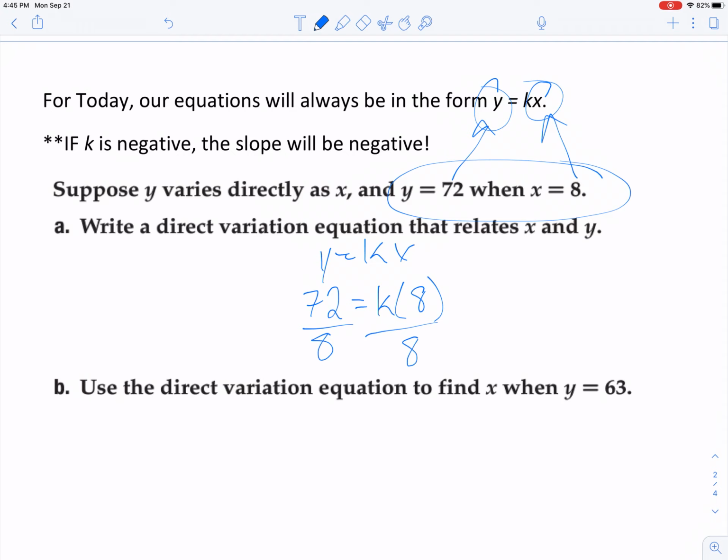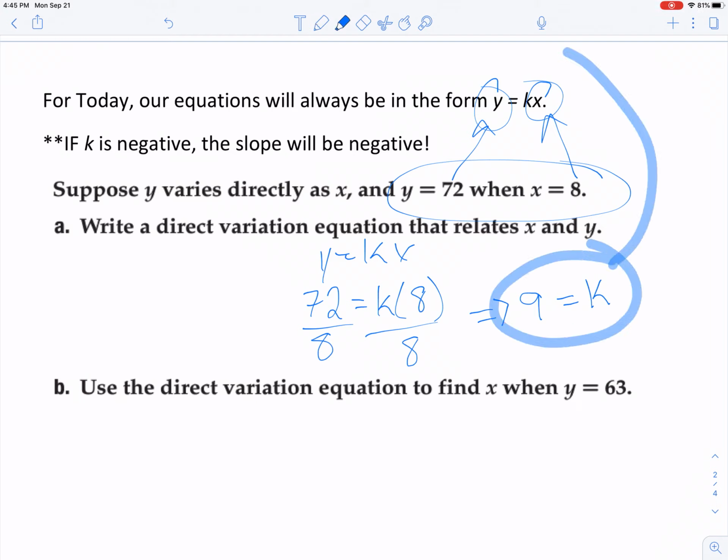Which means 72 divided by 8 is 9. Which means k equals 9. Take this k, plug it back in to the k up here. So my equation is y equals 9x. That's the equation. What it's going to say next is use the direct variation equation to find x when y equals 63. That means use this equation right here and plug in 63 for y and solve for x.